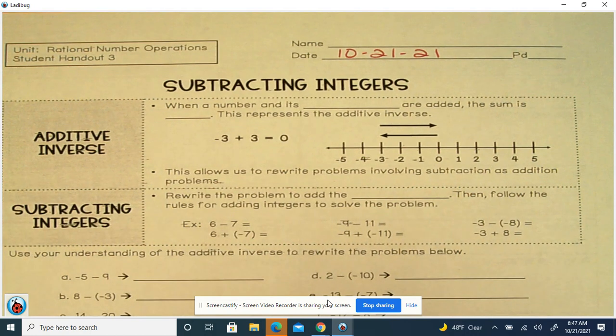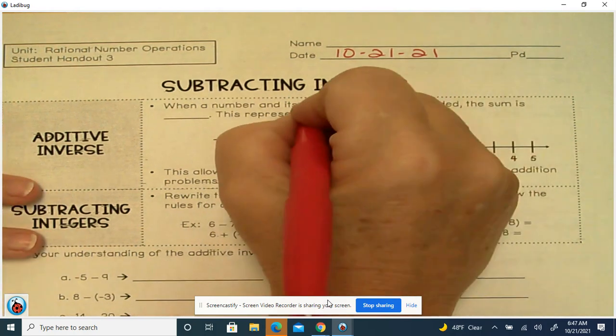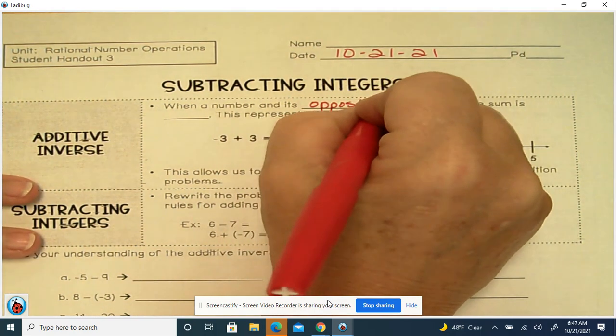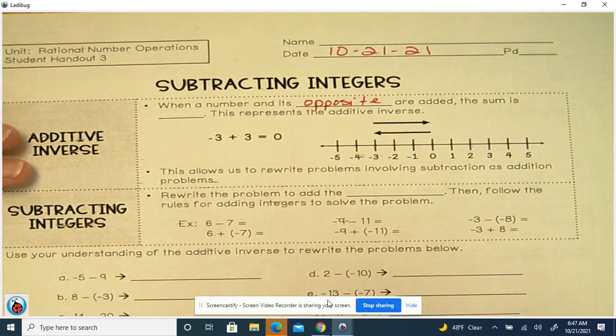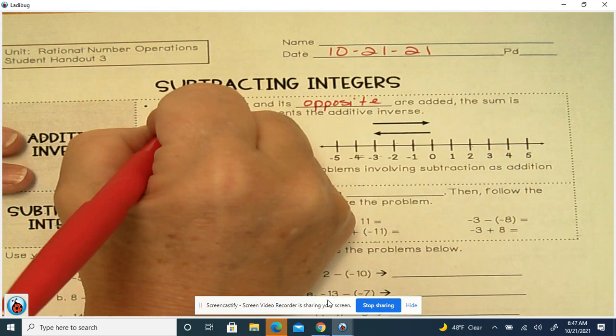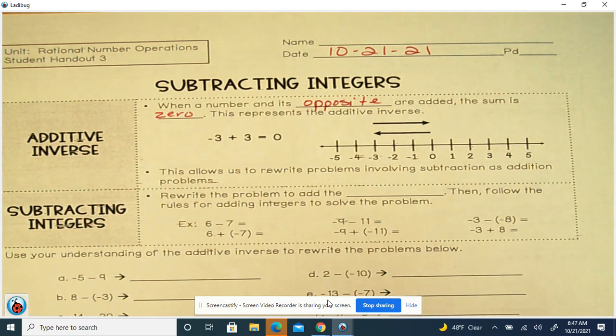Integers. You guys have seen additive inverse in our flashbacks at least once a week here lately. And what that is, when a number and its opposite are added, the sum is 0. This represents the additive inverse.